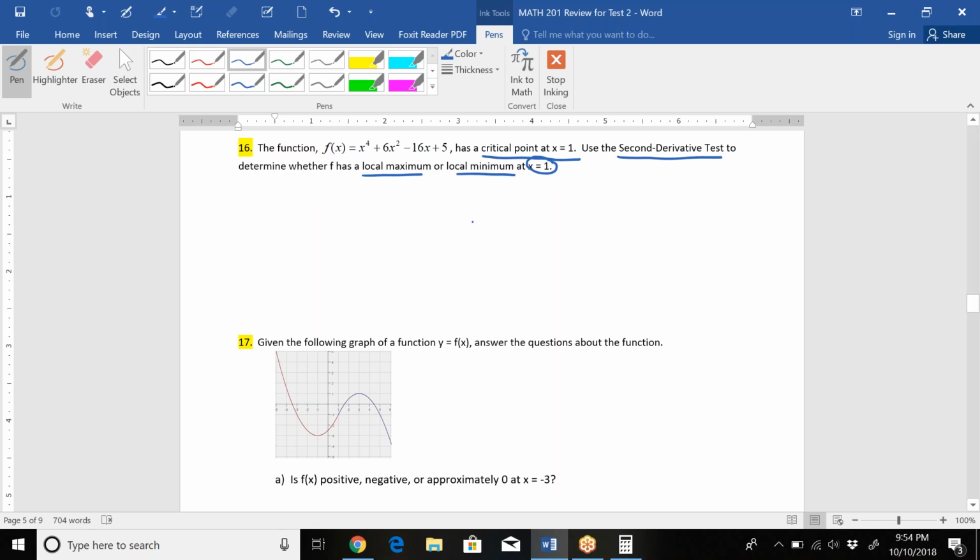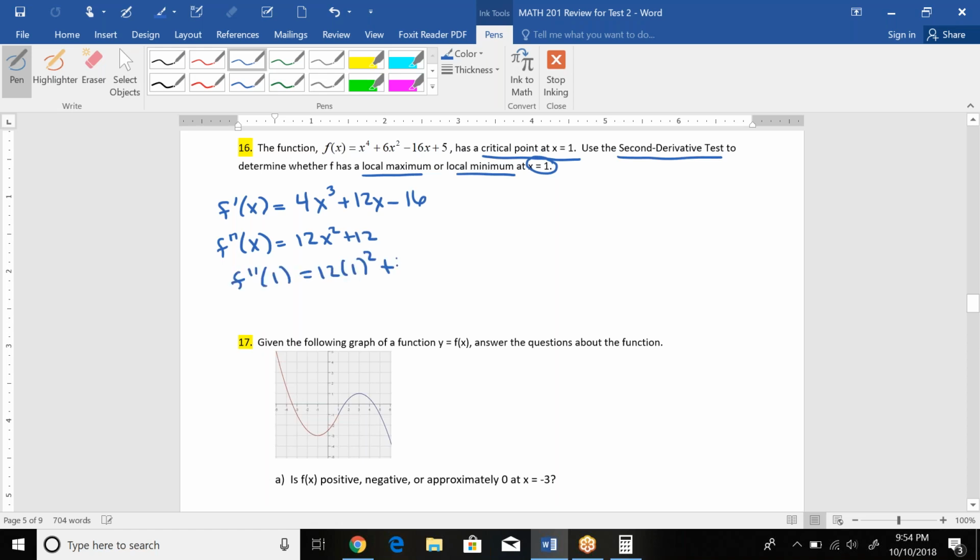They only want us to check one of the critical values, so we can actually skip the critical value solving step, because they've told us just test x equals 1. So this is 4x cubed plus 12x minus 16, and then we take a second derivative, because we already know x equals 1 is an answer to that, and that would be 12x squared plus 12, and we want to plug 1 into that. So that's 12 times 1 squared plus 12. That comes out to 24, and 24 is greater than 0.